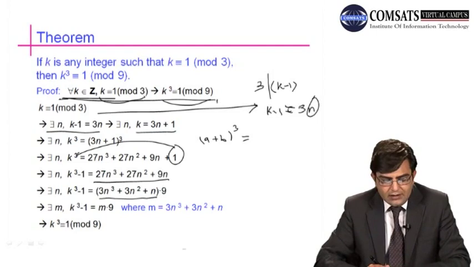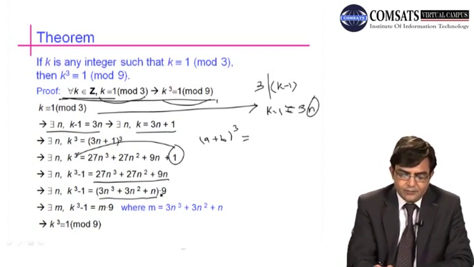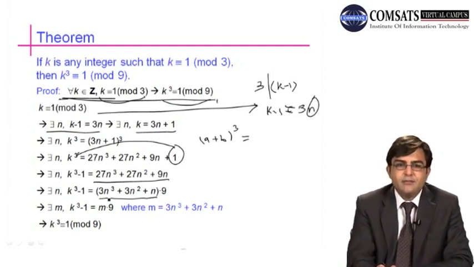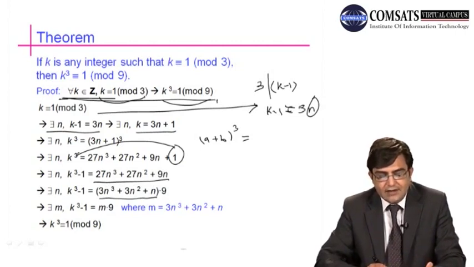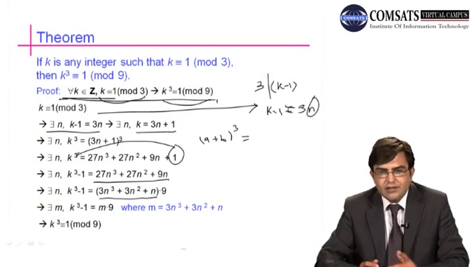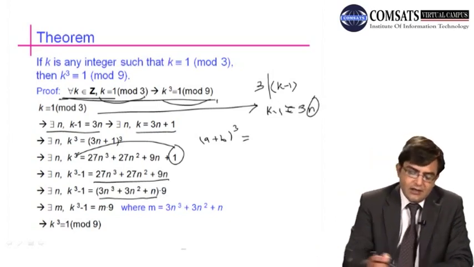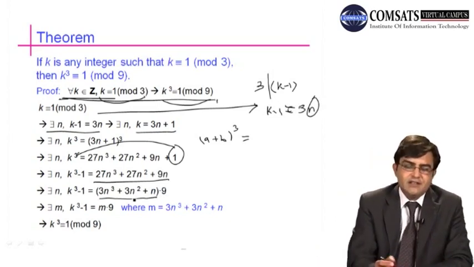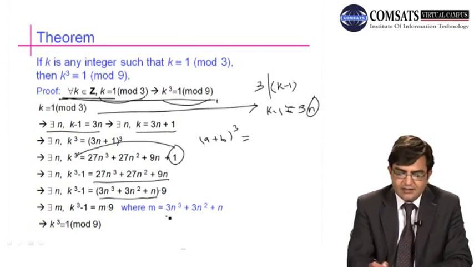Now the expression written here, k cubed minus 1 is equal to this, is basically some integer. As we said that n is some integer, so n times 3 is an integer, n cubed is an integer, n squared is an integer, n squared times 3 is an integer, and if we take the sum of these integers it will remain an integer. So we say that this integer is m.